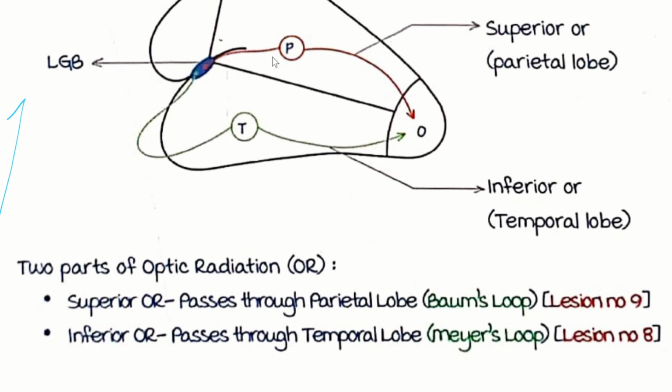Now why this is important is because lesions at the parietal lobe or Baum's loop, the superior optic radiations, produce a different kind of visual field defect, and a lesion at Meyer's loop or the inferior optic radiations produces a different defect. Why? Let us see first here.